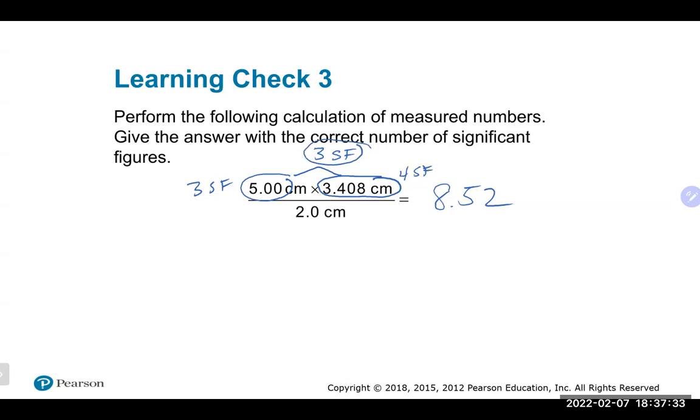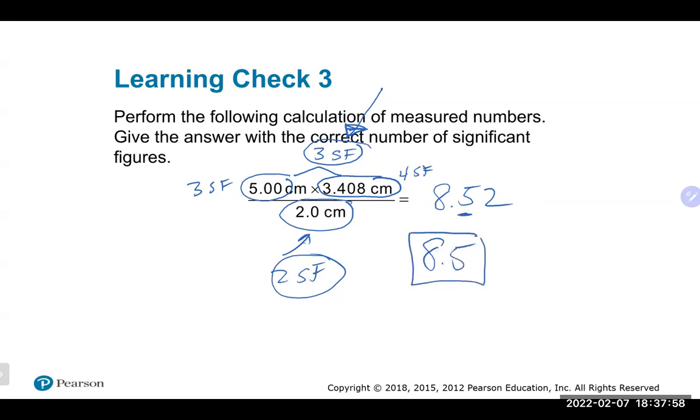The last math that we did was to take that top number and divide it by the bottom number, which is also governed by significant figures. The top number we established has 3 significant figures. The bottom number has 2 significant figures, which means my answer should have 2, which takes me to here, so really this should be 8.5. Any questions on that?